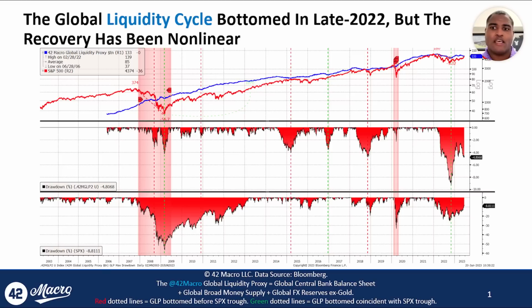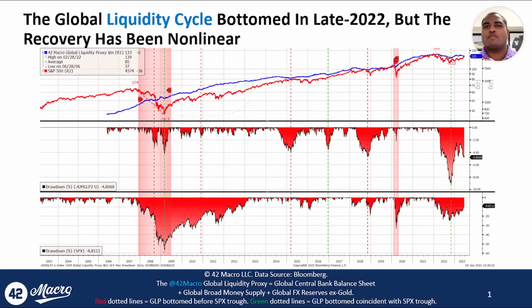But the one thing we'd say is if you look at the middle panel there, where we show the max drawdown study for the blue line, which again is our global liquidity proxy, it recovered significantly off the lows of late 2022. But as you can see in recent weeks and months, that recovery process has really stalled out and we're actually moving in the wrong direction. So this is something we've been calling out in our research.